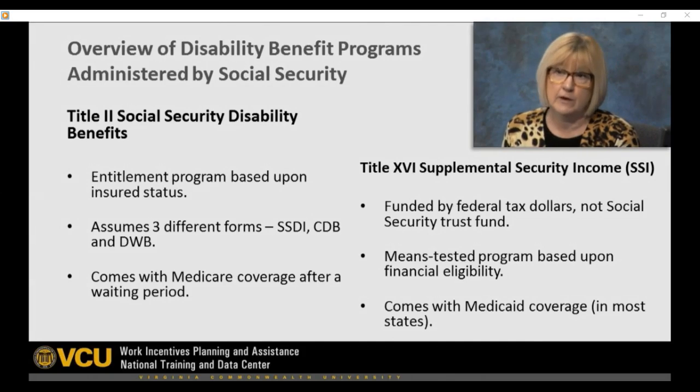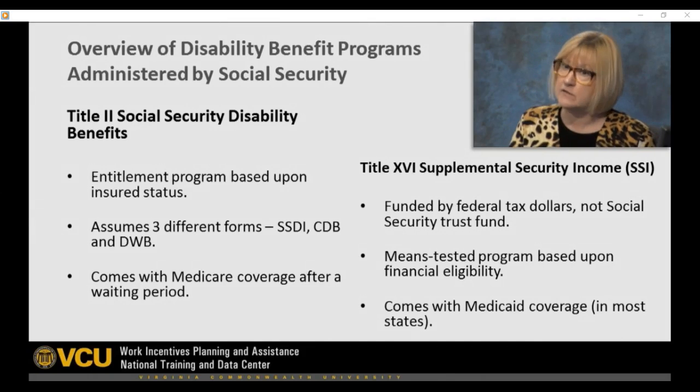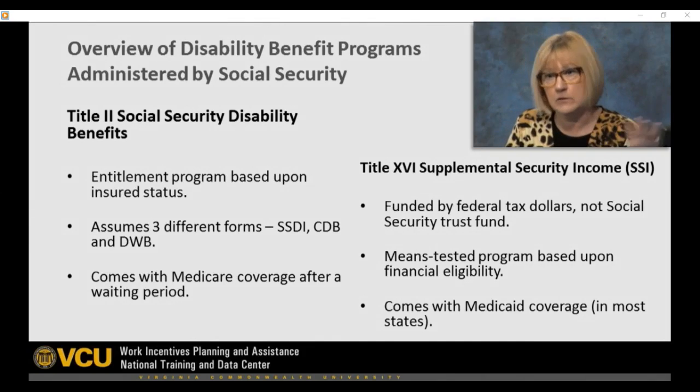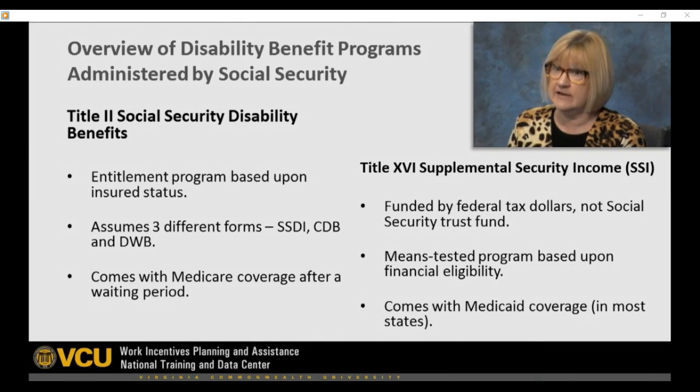But I want to warn you, there are some states where that isn't true. And so Medicaid is very different state by state, whereas Medicare is truly federal, and it's the same whether you live in Hawaii or Maine or wherever. The Medicaid program can vary significantly by state. And in some states, even though you may have qualified for SSI, there are additional qualifications for Medicaid, so it's something to be aware of.